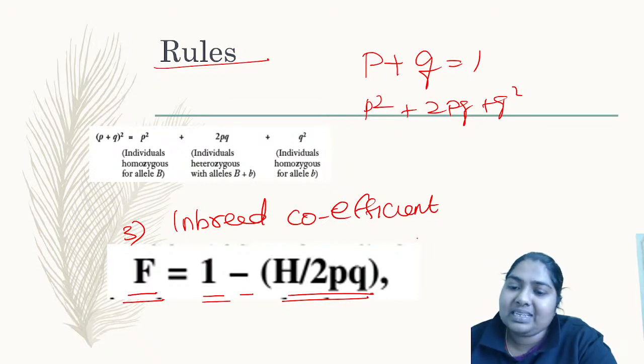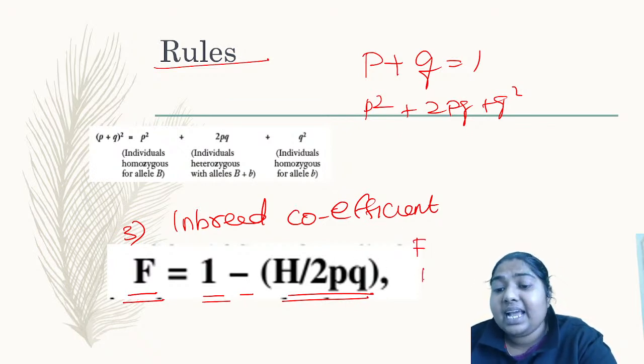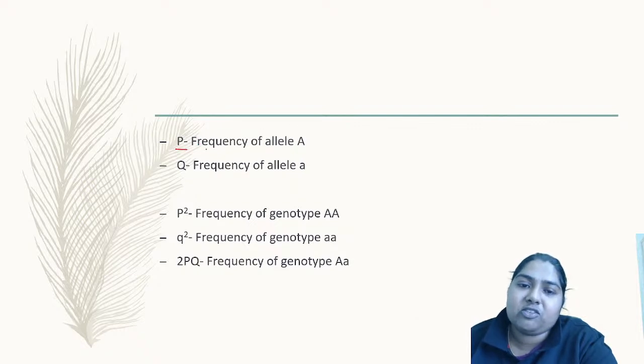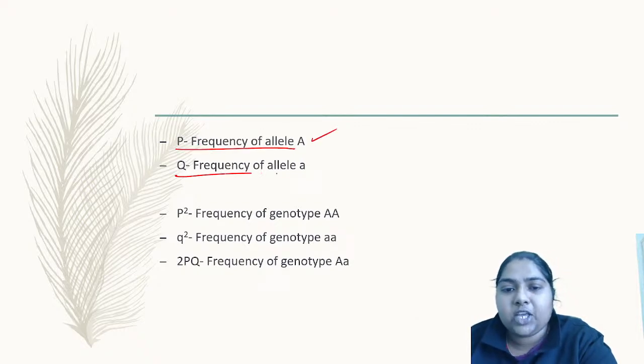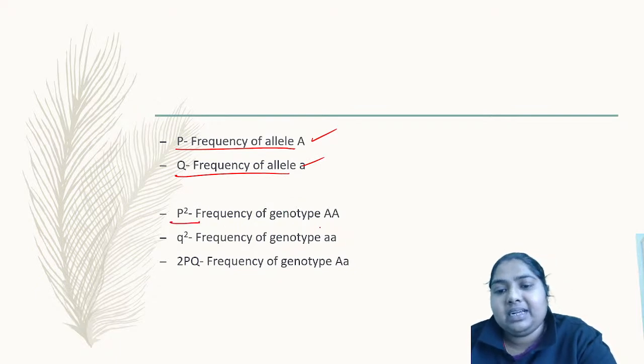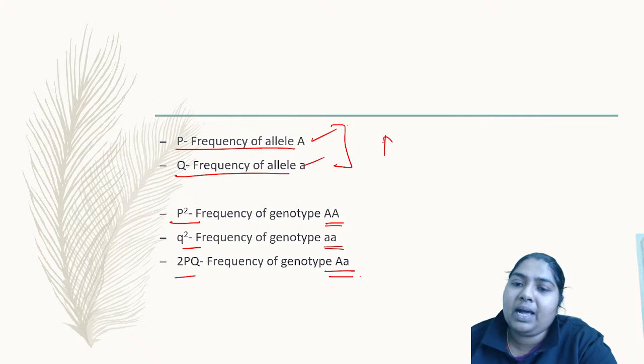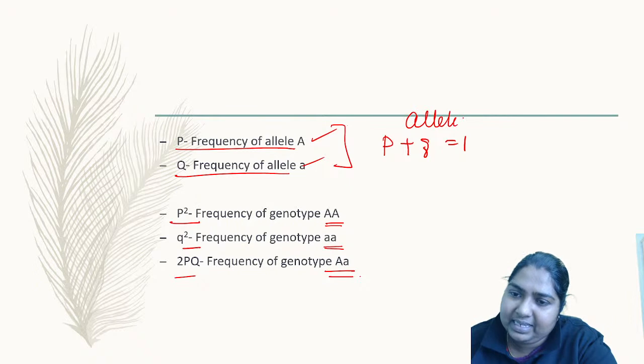So what is F? F is the inbreeding coefficient. H is the heterozygosity. And 2pq is the expected heterozygosity. P is the frequency of allele A. Q is the frequency of allele small a. P squared is for AA, Q squared is for small a a, and 2pq is for Aa. So this is the formula. P plus Q is equal to 1 is for the allelic frequency.